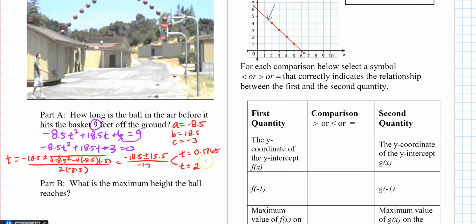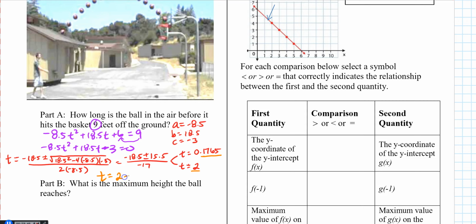So we have two positive values. Normally, when we do these types of problems, we see that one of them is negative and we ignore it. But we have two positive values, so we need to figure out how long the ball is in the air before it hits the basket. Well, it's in the air between 0.17 seconds and 2 seconds. So we need to find the difference between those.